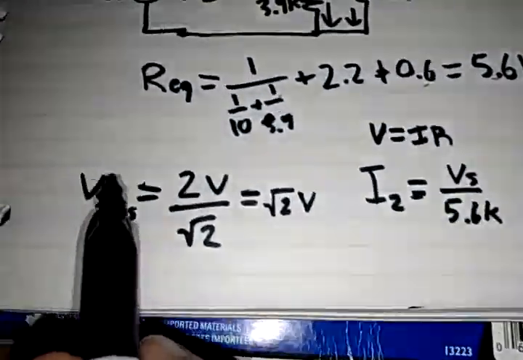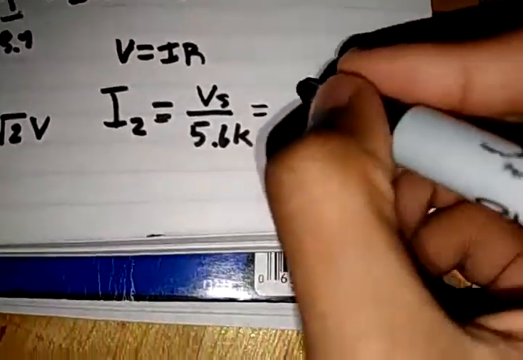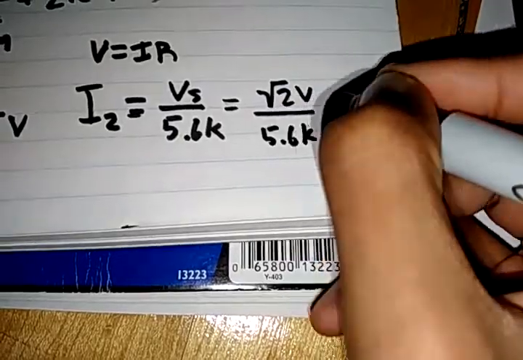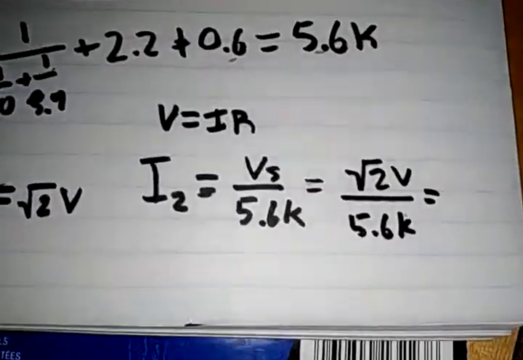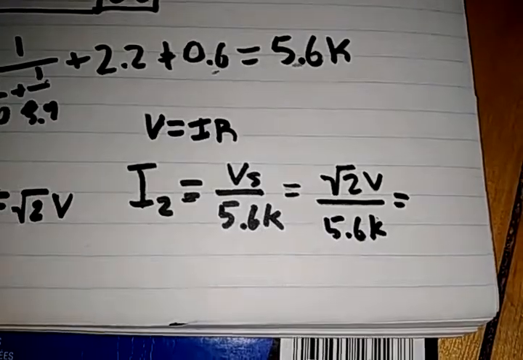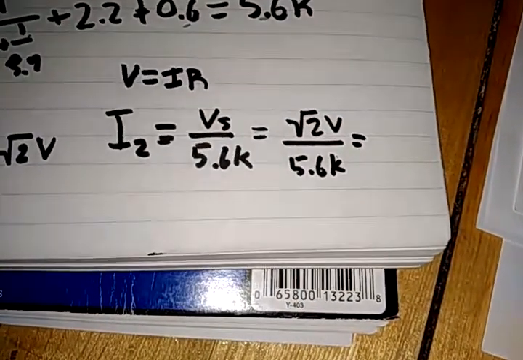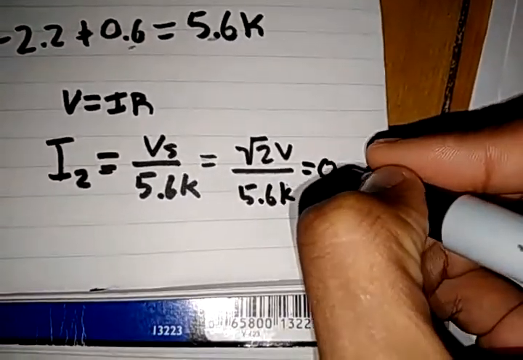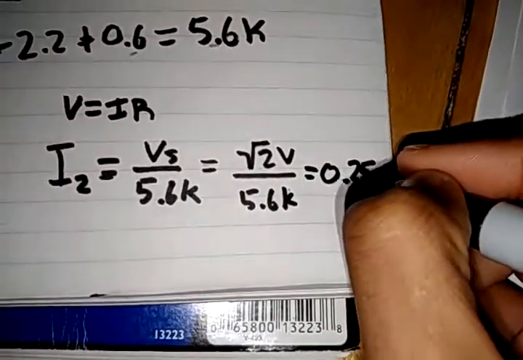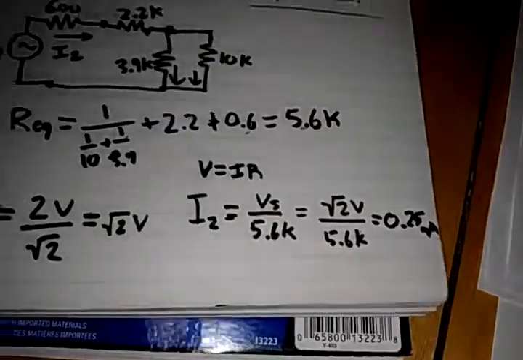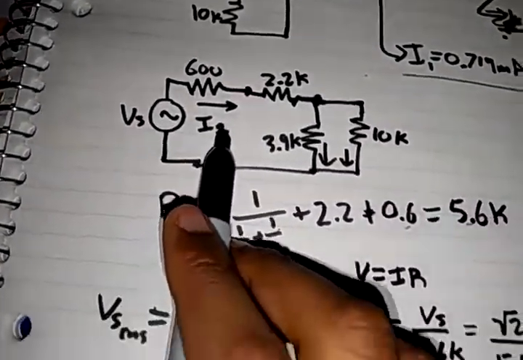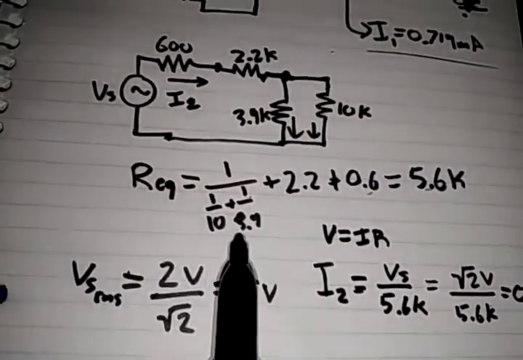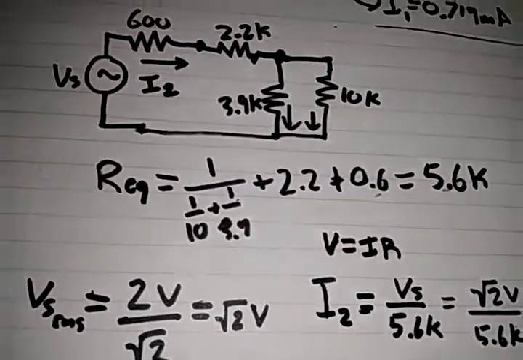So now we have the RMS, we can plug it in here. That's going to equal root 2 volts over 5.6K, which, plugging root 2 divided by 5.6 into the calculator, gives us 0.25 milliamps. So this current here is equivalent to 0.25 milliamps. Although it's AC, we're going to use the root mean square, which simplifies it, 0.25 milliamps coming here. And I'm going to stop it here.